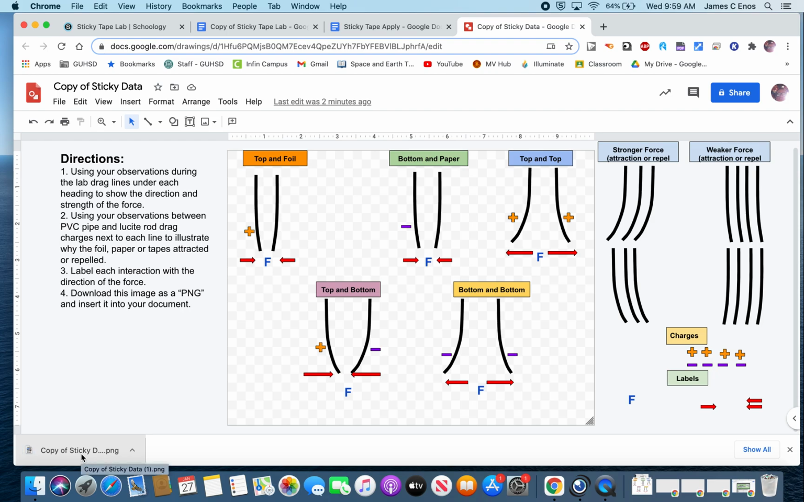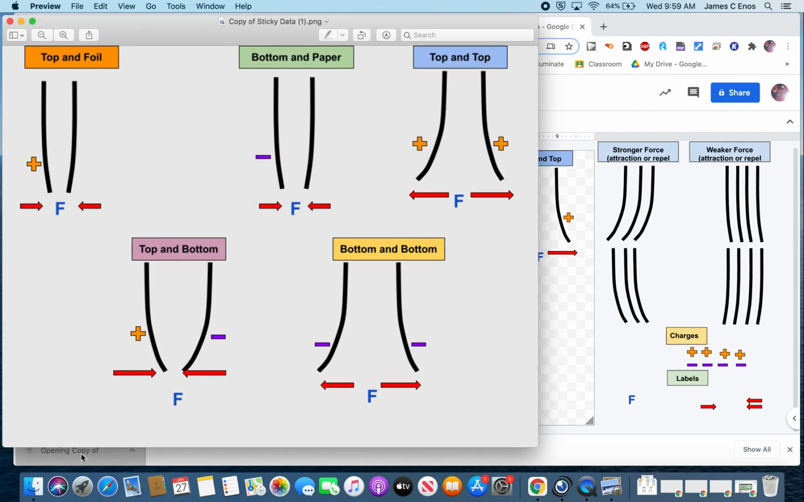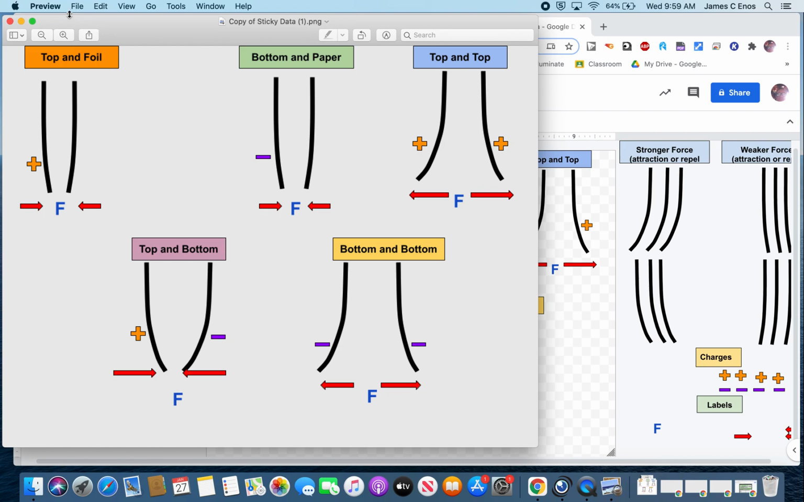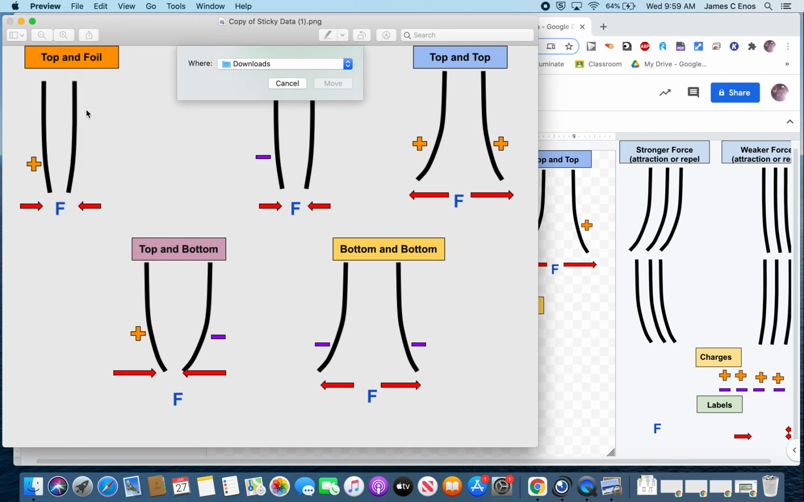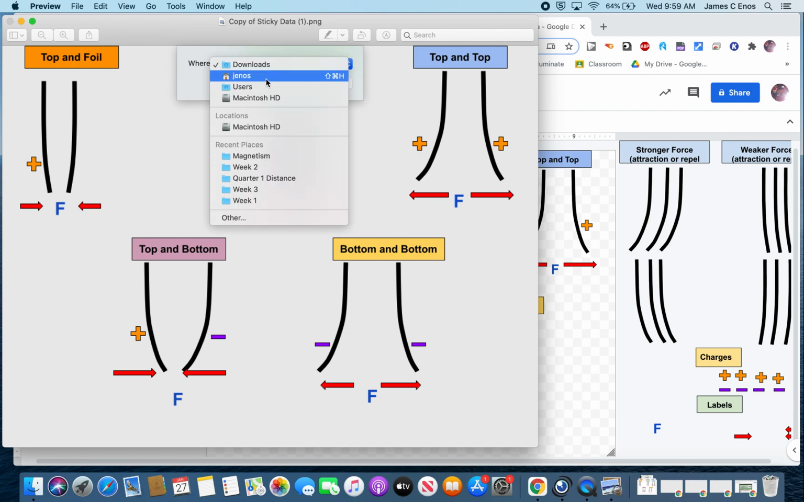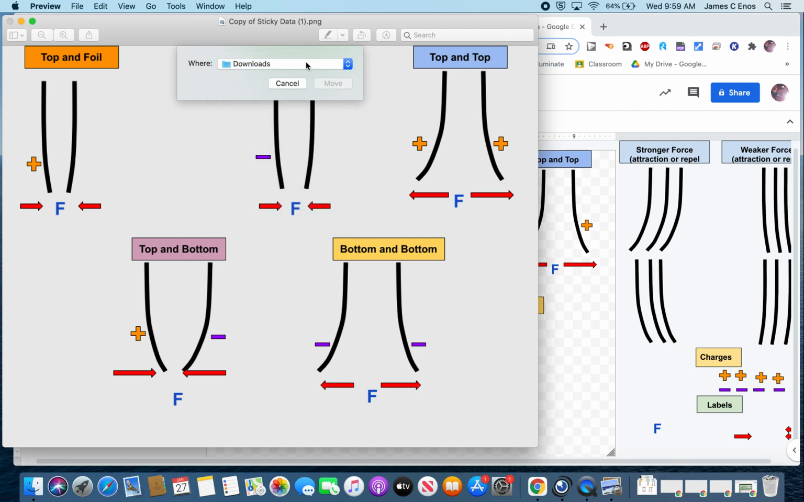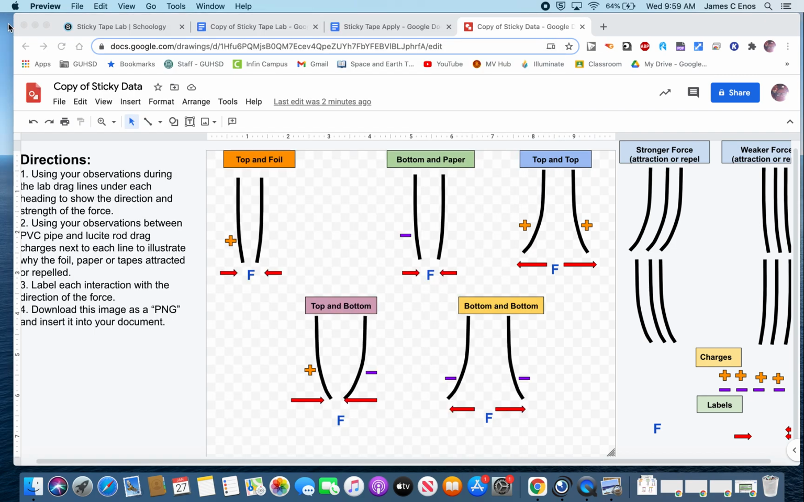Now for yourself, this might go into your downloads folder. I'm going to move this to a different location. I could move this to my Google Drive if I wanted to, or to some other places. I'm just going to have it here in my downloads. And this is my copy of Sticky Data 1. So you can move it around if you wish, but I just have it in my downloads.